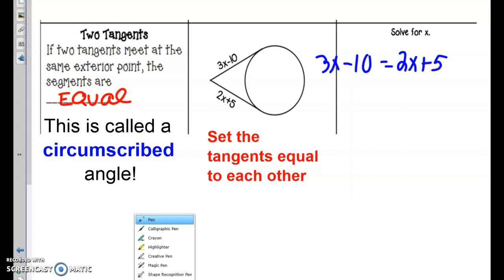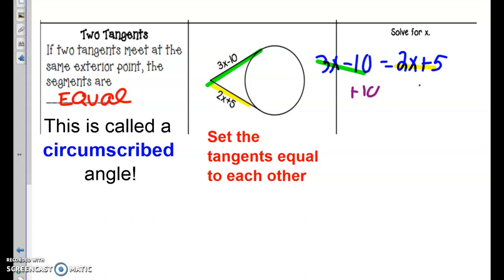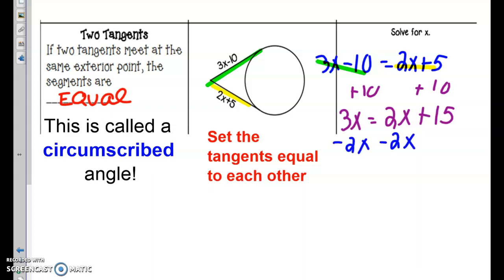So if we want to add some color to this here, 3x minus 10 is our green tangent. We are going to set that equal to the yellow tangent here, 2x plus 5. And then we're just going to solve that for x. So we want to get x on one side by itself, everything else on the other side. So I'm going to start by adding 10 to both sides. 3x equals 2x plus 15. Now we want to get all of the x's on one side by themselves, so we're going to subtract 2x from both sides to move all of our x's to the left. x is equal to 15.